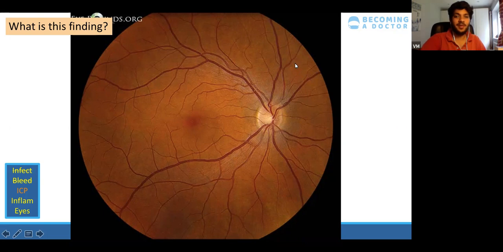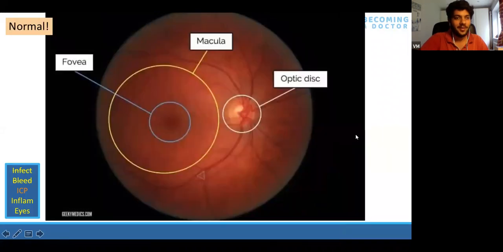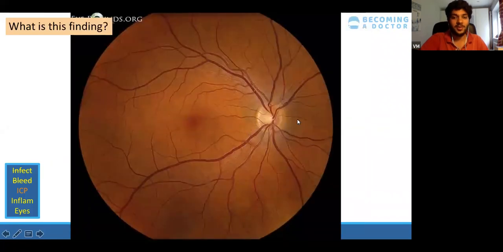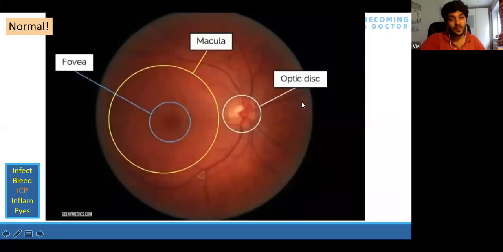Okay, everyone has fallen into my trap. You've all said papilledema. You're all wrong. This is a totally normal retina. This just shows, yeah, fundoscopy is taught so badly at medical school. This is completely normal. Here's another picture. You've got your fovea, your macula around it. The optic disc is not blurry at all. The margins are very clear.